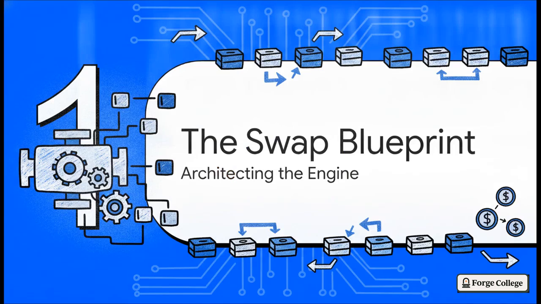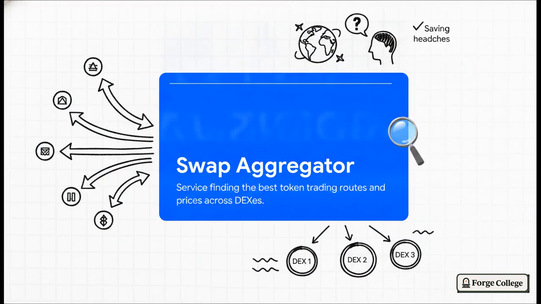All right, section 1, the swap engine blueprint. So in Web3, a swap aggregator is basically this insanely powerful service that scours multiple decentralized exchanges to return the absolute best possible token trading route and price. Think of it kind of like a superpowered travel agent for your crypto. It checks all the airlines for the best route, which saves you the massive headache of manually checking every single DEX on Solana and doing a bunch of complex math just to avoid getting ripped off. The aggregator essentially handles all the heavy lifting for us.